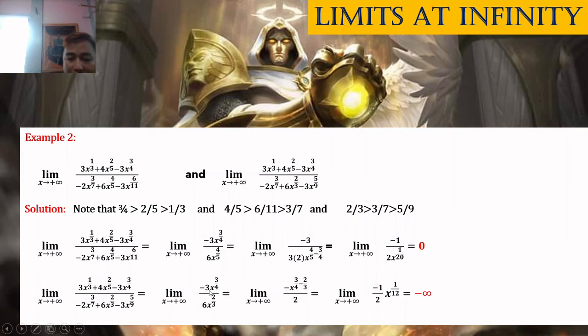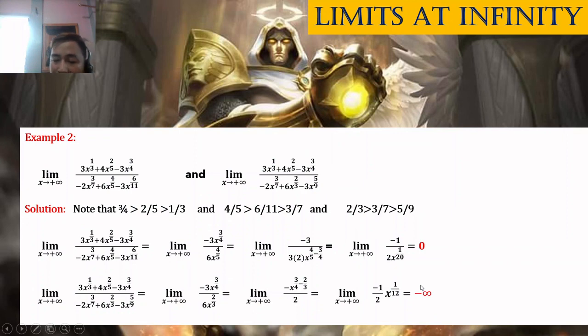The 3 cancels here. Next, class, we have negative 1/2, and x to the power of 3/4 minus 2/3, which is 1/12. As x goes to positive infinity, these are positive values multiplied by negative 1/2. So the value here is always negative. So the answer is negative infinity.